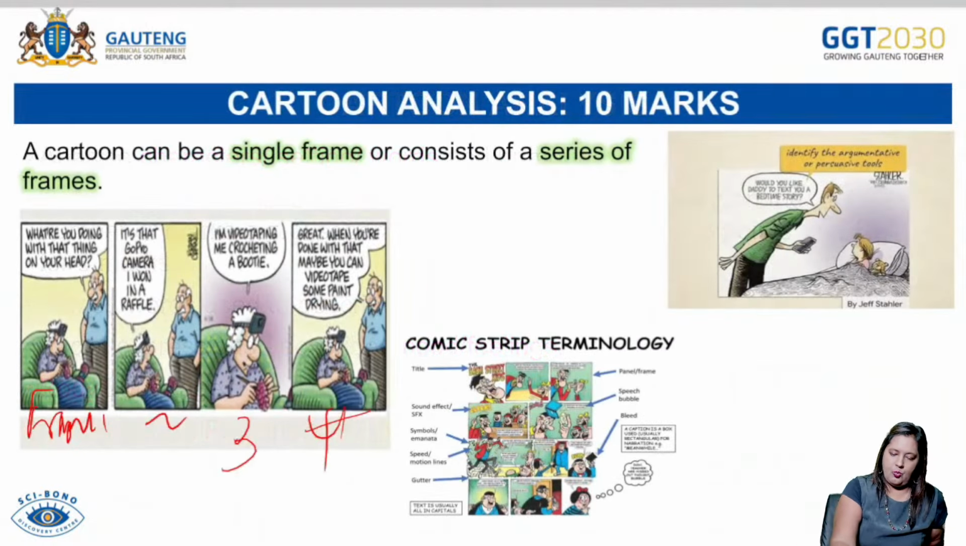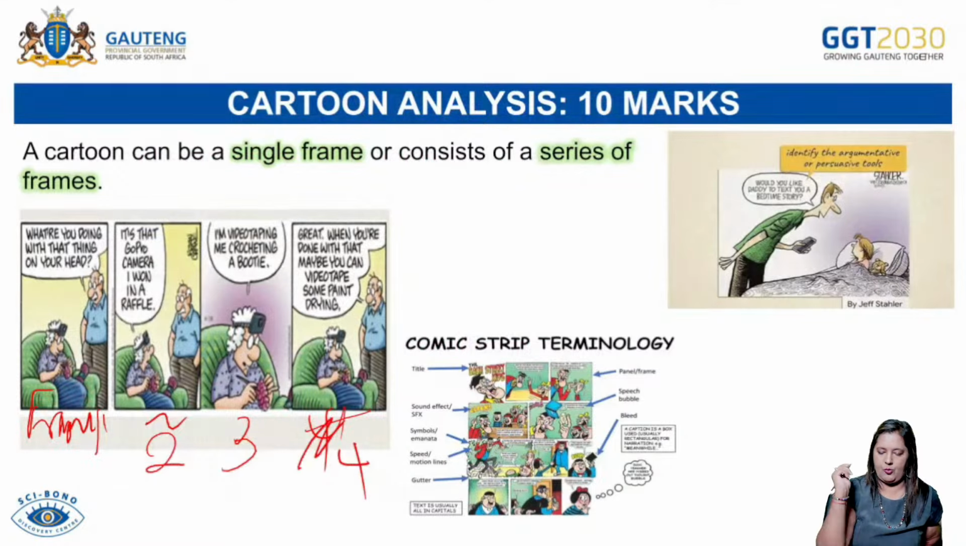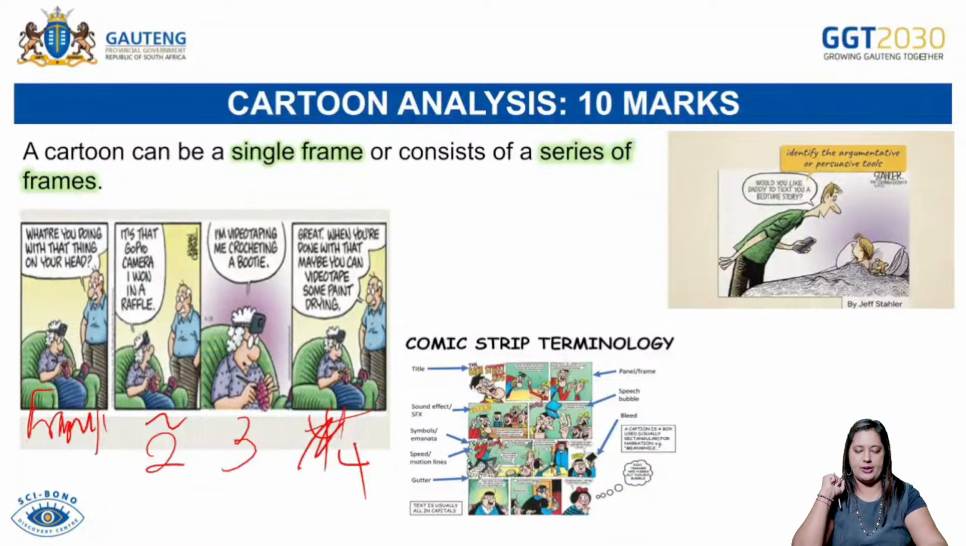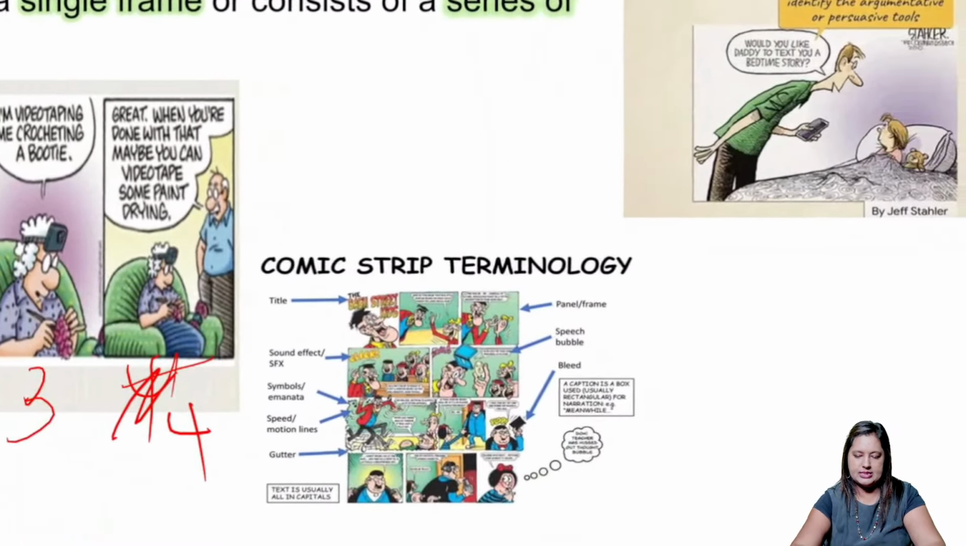Okay, so 1, 2, 3, and this is 4. Okay, frame 4. So the actions happening from frame 1 all the way to frame 4 in that particular cartoon strip. All right, and then we've got some terminology here that I want to try and make a bit bigger. Let's see if we can see it there.